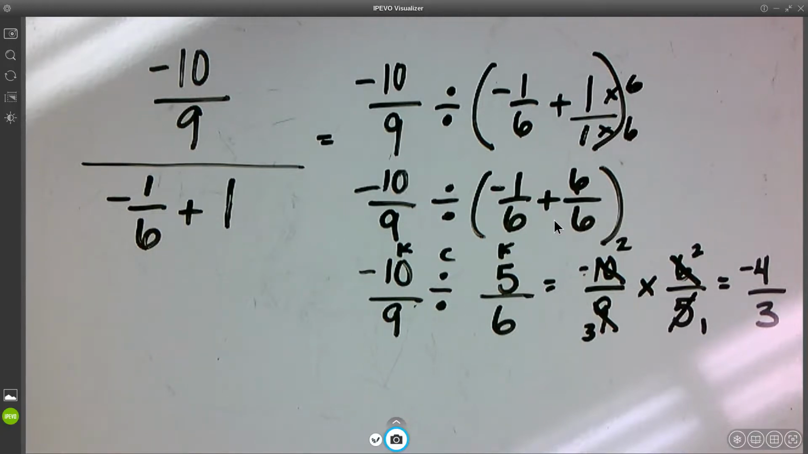I can't simplify it. I can turn it to a mixed number if I want to, but I don't require that. So we're going to go ahead and stop right here. By the way, if you didn't factor out these common factors here, you would have gotten a large number of negative 60 over 45, and then you would have just had to simplify, and you would have gotten down to negative 4 over 3 as well.